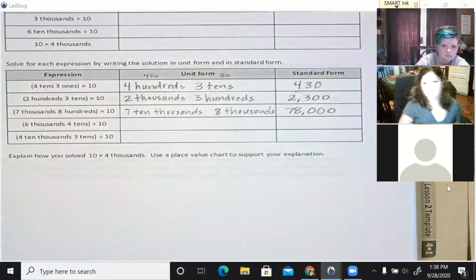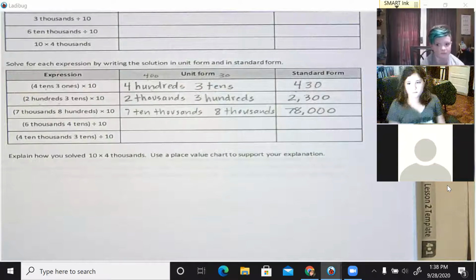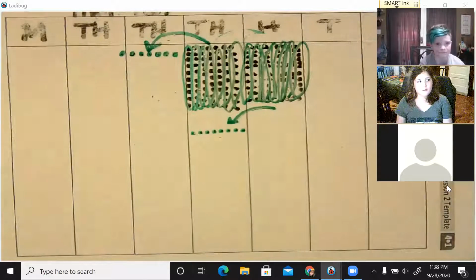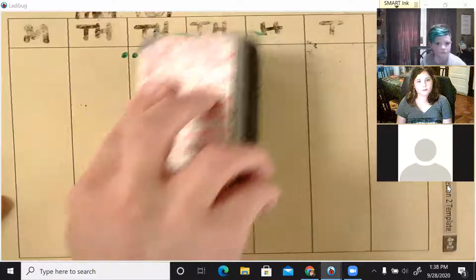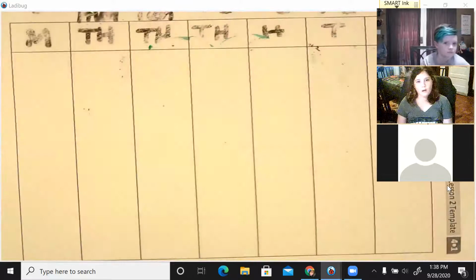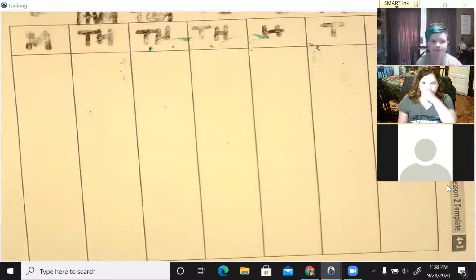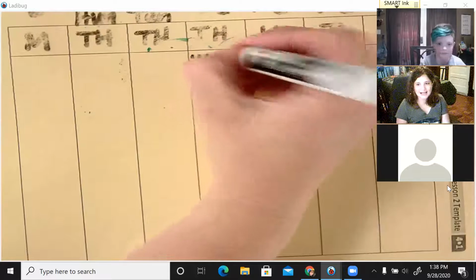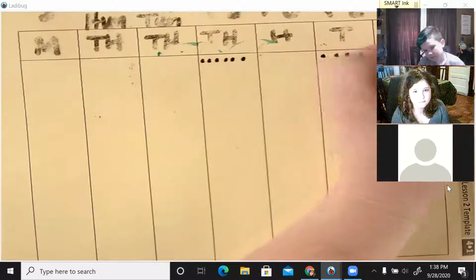Okay, so now our next two are going to be dividing. So we'll go back to our chart. Erase all that. Okay, so I'm going to start with 6,000s and 4 10s. 1, 2, 3, 4, 5, 6. 6,000s and 4 10s. 1, 2, 3, 4.